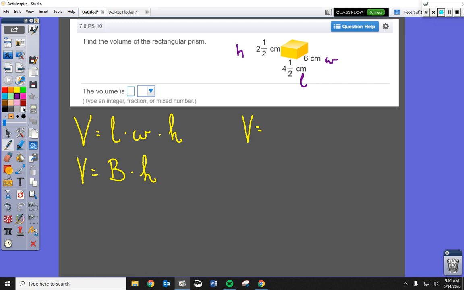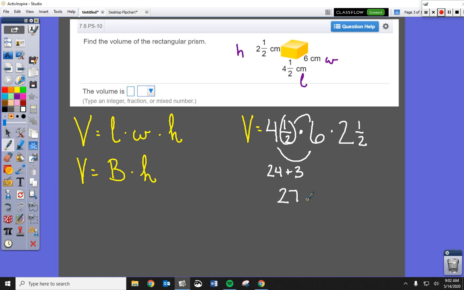All right, now knowing that, I'm just going to go, hey, volume equals, length is 4.5, and I can convert these to decimals if I'd like, because 4.5 is the same as 4 5/10, times the width, which is 6, times the height, which is 2.5. 6 times 4 gives me 24, plus I have to multiply that half also by the 6. Half of 6 gives me 3. So 4.5 times 6 actually gives me 27.